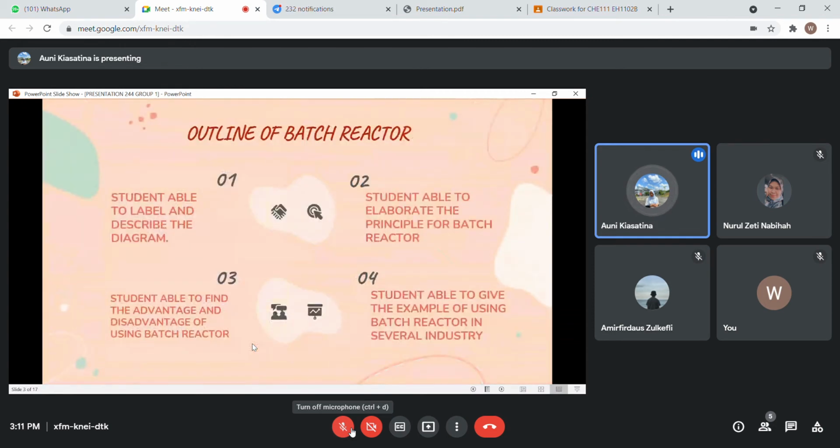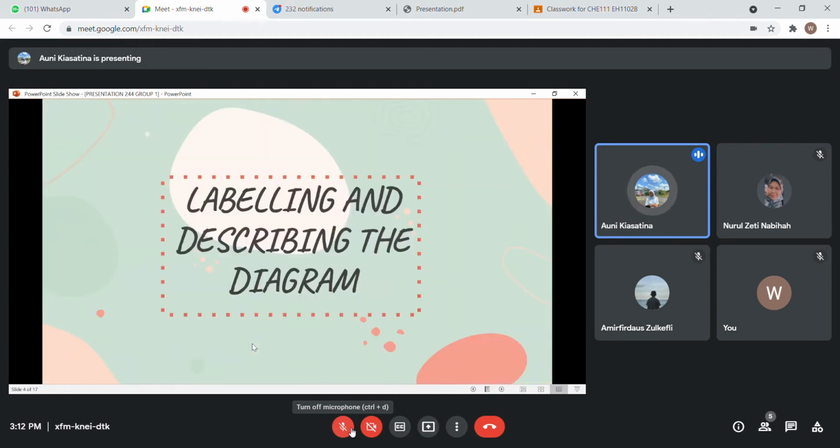Before we go further talking about the batch reactor, I would like to talk about the outline. First, students will be able to label and describe the diagram. Second, students are able to elaborate the principle of the batch reactor. Third, students are able to find the advantages and disadvantages of using a batch reactor. Fourth, students are able to give examples of using a batch reactor in several industries. I would like to proceed with Amir to talk about labeling and describing the diagram of the batch reactor.